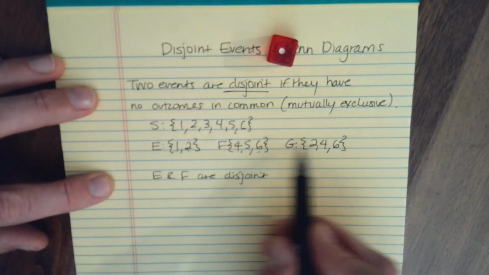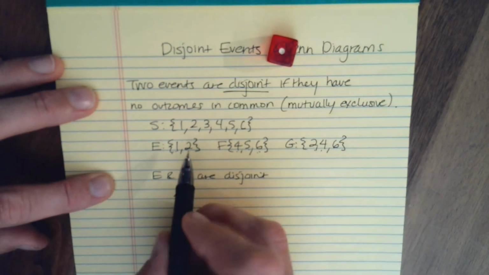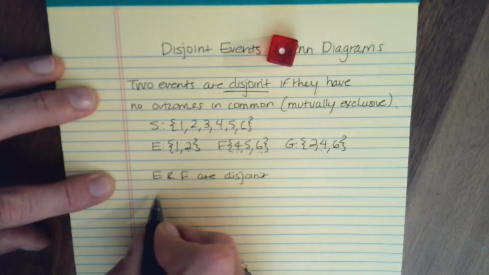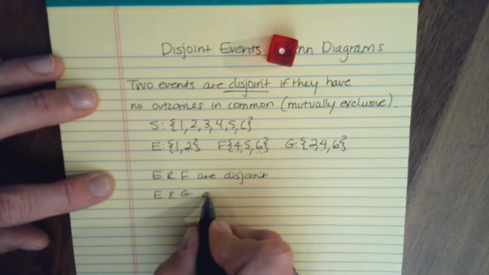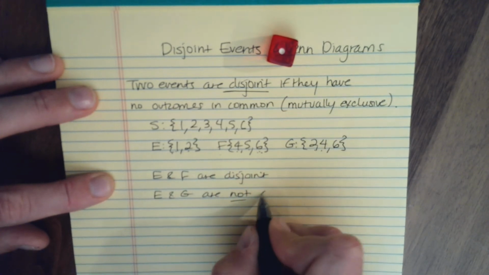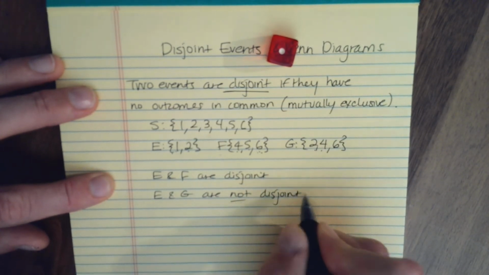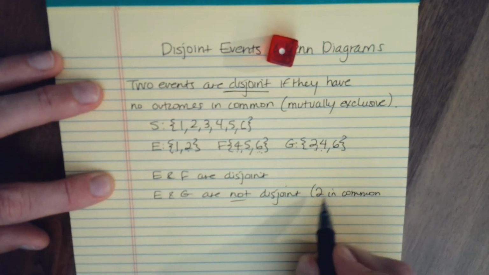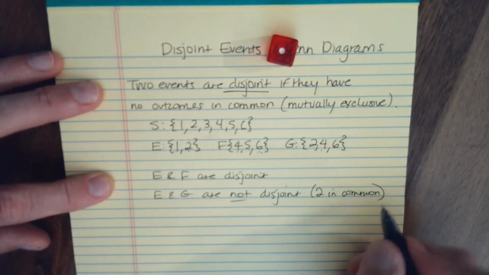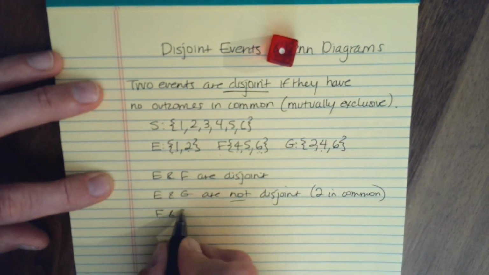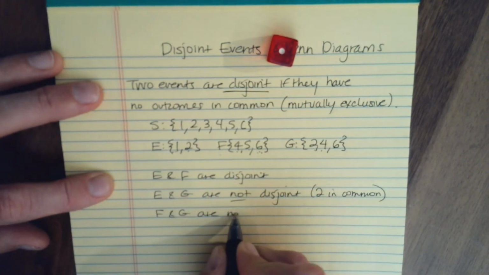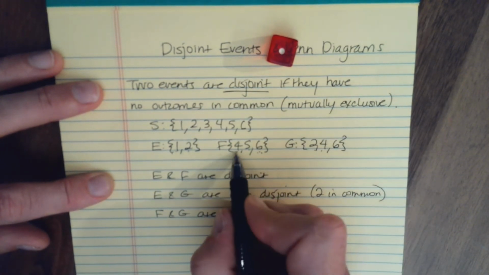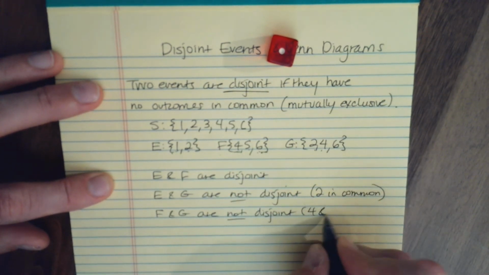But E and G share the 2, and F and G share 4 and 6. So E and G are not disjoint. They have a 2 in common. And I don't mean two things, I mean the actual element 2. And F and G are not disjoint. They have the elements 4 and 6 in common.